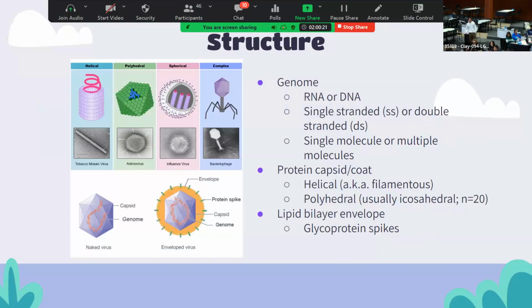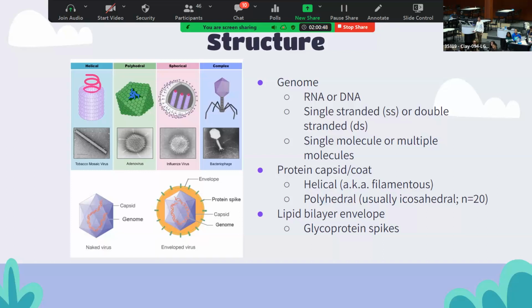So in terms of its structure, the genome can be RNA, DNA, or it can be single-stranded, double-stranded. Pretty self-explanatory. It can be a mixture of both. And the genetic material can also be a single molecule or multiple molecules. For example, influenza viruses have 6 to 8 segments. Then you've got the protein capsid, which surrounds the nucleic material. And you can have different shapes.